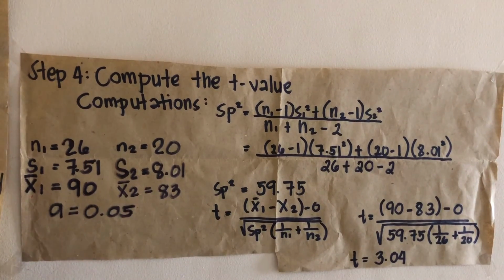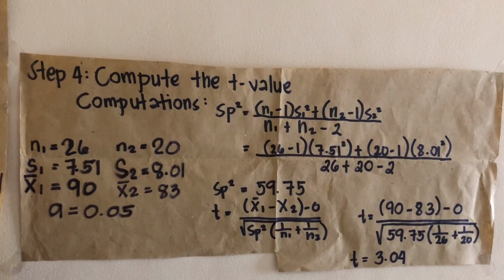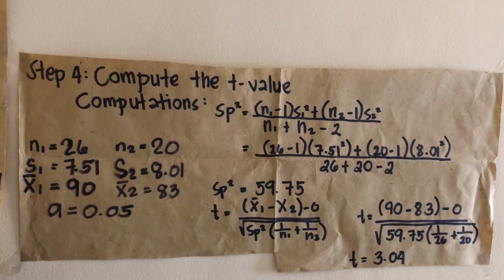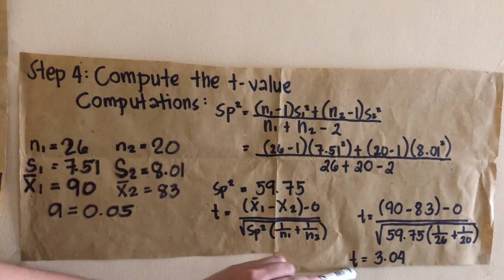For the t value, the formula is shown in the video. 90 minus 83 minus 0 over the square root of 59.75 times 1 over 26 plus 1 over 20. The t value is 3.04.